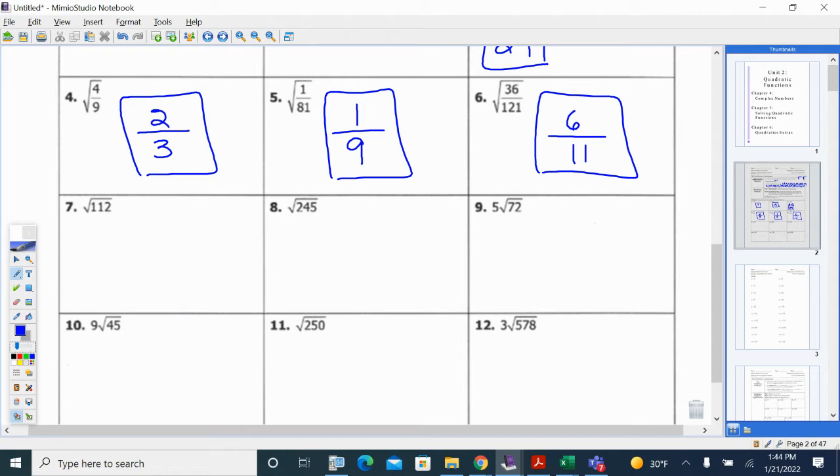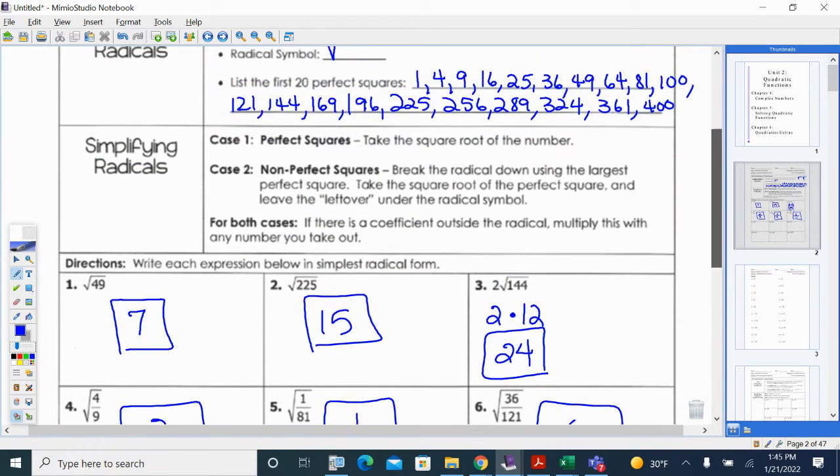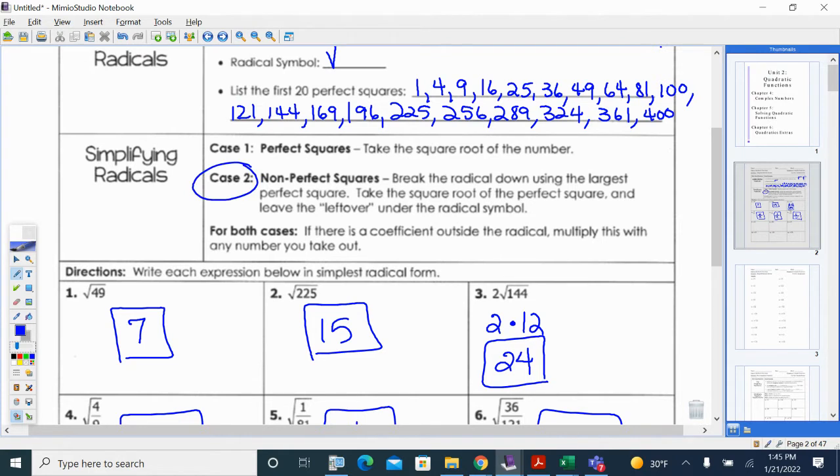We've got the square root of 112. So to use the method that's listed up here in the notes, case number 2 for non-perfect squares, because 112 is not a perfect square. If you look at your list of the first 20 perfect squares, 112 is not there. So what we're trying to do is to pick the largest perfect square that is a factor of 112.